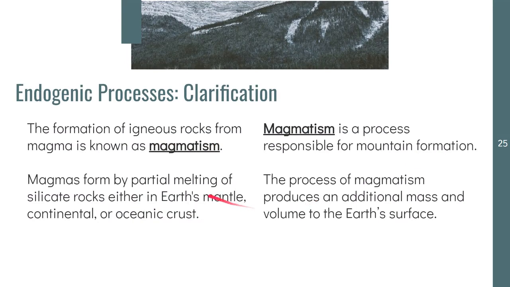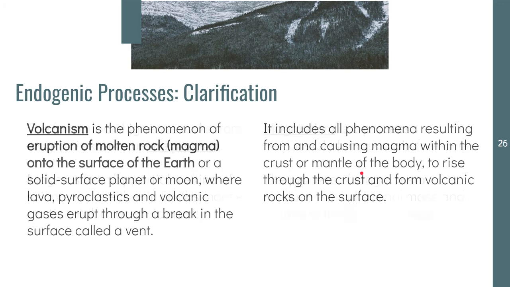Just to clarify, these are the words that we've been repeatedly using. Magmatism refers to the formation of igneous rocks from magma, and this happens underneath the Earth. Magmas form by partial melting of rocks. We've talked about this in the rock cycle, and also in plate tectonics. Magmatism is the formation of igneous rocks underneath the Earth's surface, and it is responsible for mountain formation. We've talked about this in orogeny.